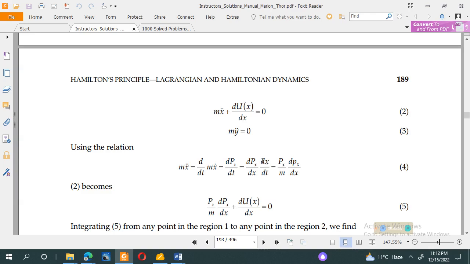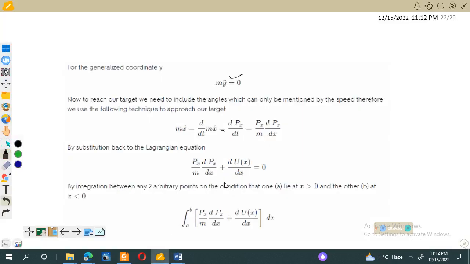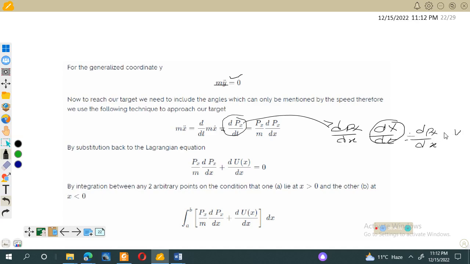If we multiply by dx over dt here, at this point we multiply this with dpx over dt. If we use the chain rule, dpx over dx and dx over dt, and this is velocity, so it will become dpx over dx times velocity. So if we multiply with mass and divide with mass, it will become momentum times dpx over dx.